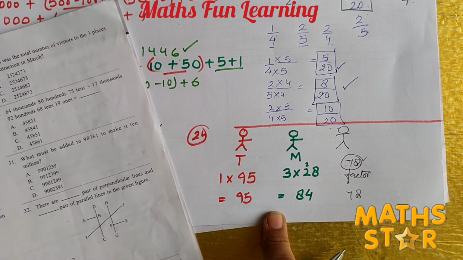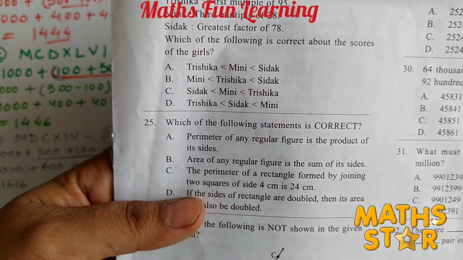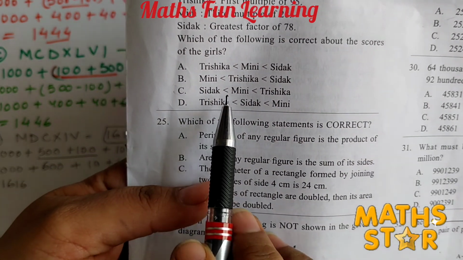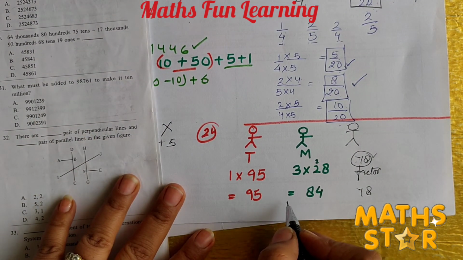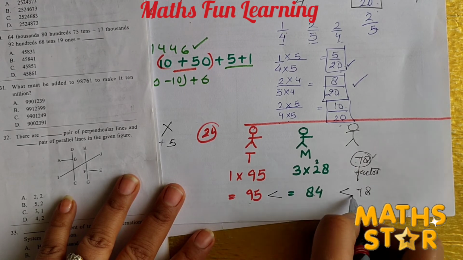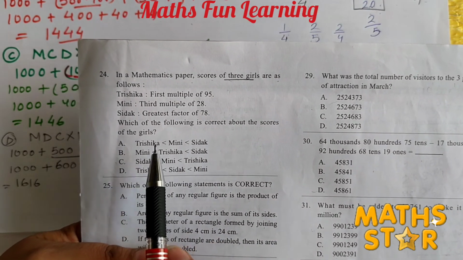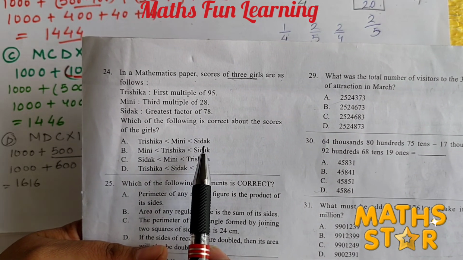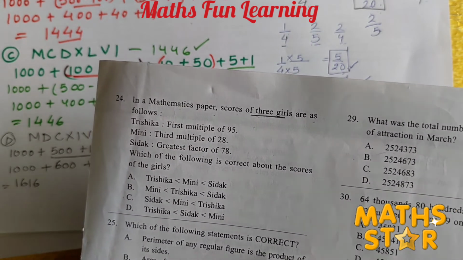Now, which is correct about the scores of the girls? Here we need who has the minimum score. You can see the highest is this, then lower than this, and the lowest is this. So Trishika, then Minnie, then Siddhak. Trishika, Minnie, and Siddhak. Whose answer is correct? Which one? Option A.